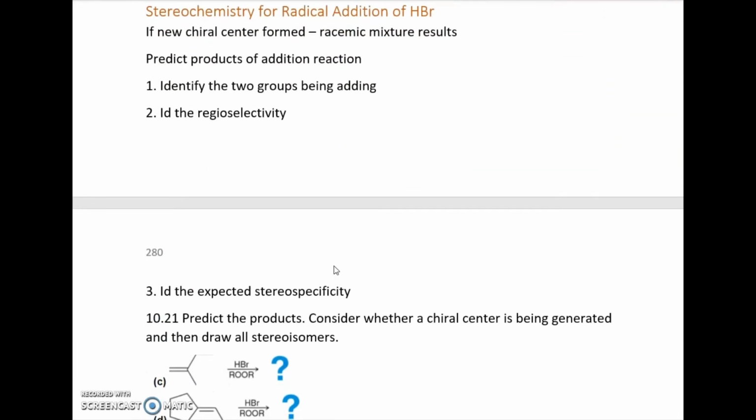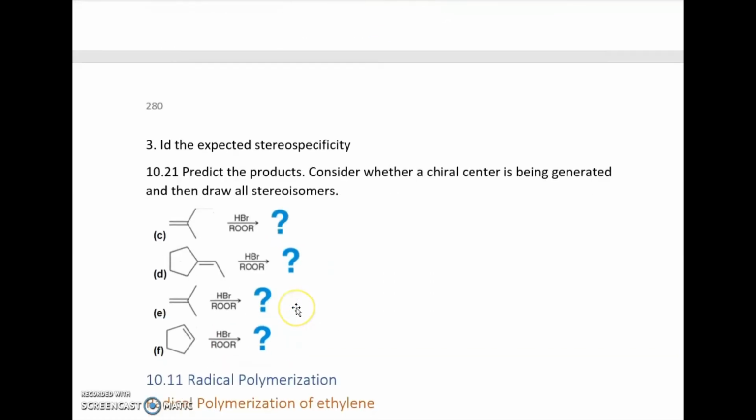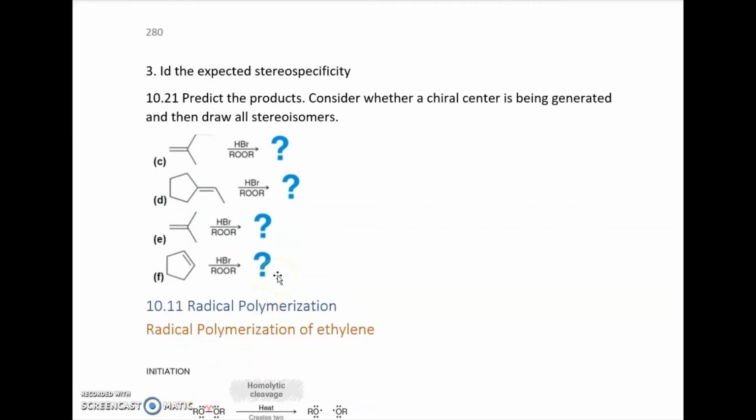Stereochemistry for the radical addition of hydrogen bromide. If a new chiral center is formed, you're going to have a racemic result because you've got a flat intermediate. That radical is flat, and so it can be attacked from either side. If you're trying to predict the products of an addition reaction, you need to identify the two groups being added, identify the regioselectivity, and then figure out the stereospecificity. So let's predict these products. And again, you may want to stop the tape and give yourself a chance to try these on your own.